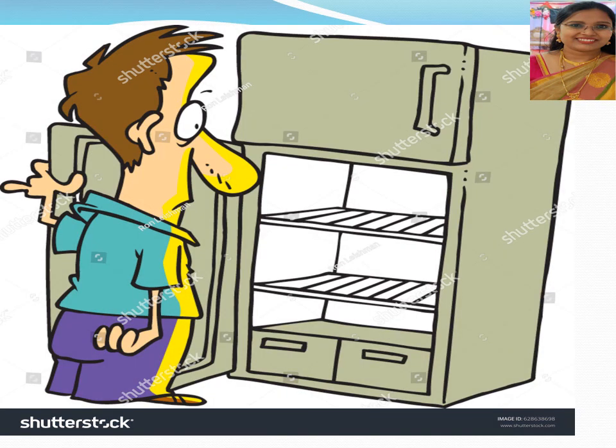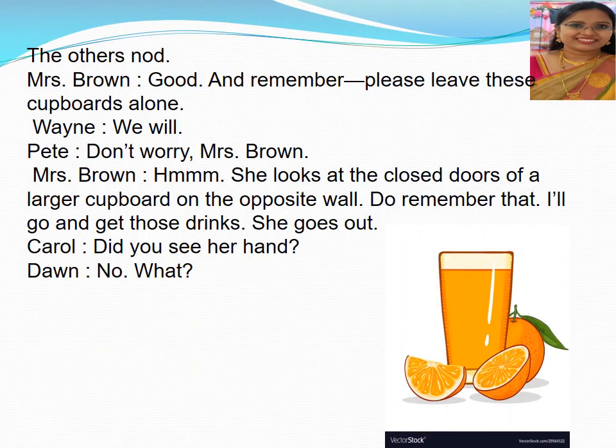Students found empty fridge. The others nod. Mrs. Brown: Good, and remember, please leave this cupboard alone, Wayne. Wayne: We will, Patty, don't worry, Mrs. Brown. Mrs. Brown looks at the closed doors of a larger cupboard on the opposite wall. Do remember that. I will go and get those drinks. She goes out. Carol: Did you see her hand?